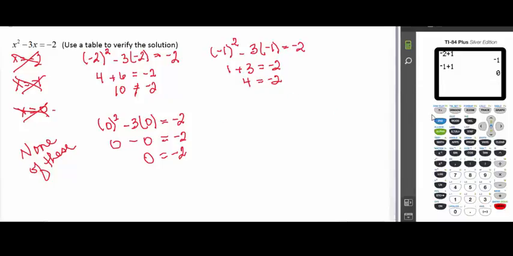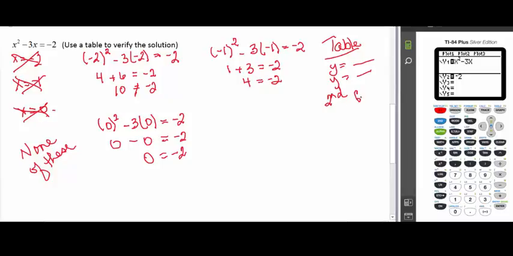So let's see what we could do with the calculator in another way. So we come into y equal, and I'm going to put my two sides of the equation, I already have, but you put your two sides of the equation into y1 and y2. So here's the left-hand side, x squared minus 3x. y2 is -2, and then what I want to do is look at a table. Okay, so we go to y equal and put our equations in there. And then we're going to do second and then graph, and it will show us a table.